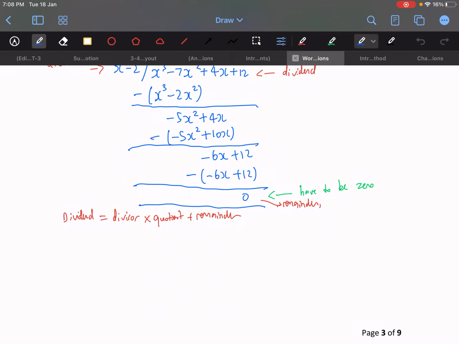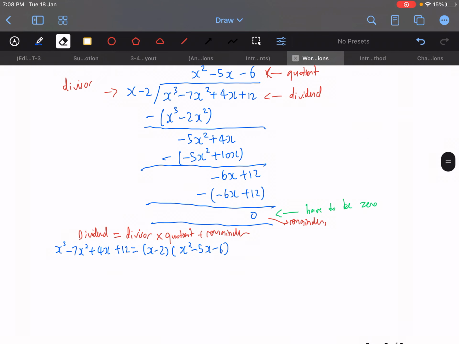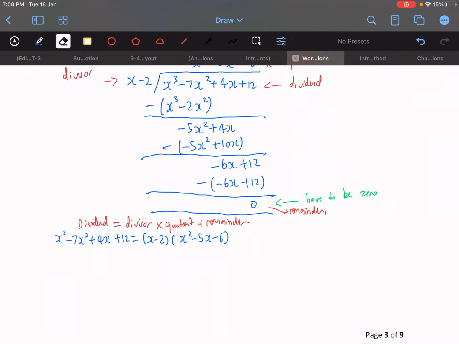Okay, so what this means is I'll just have to put it in: x cubed minus 7x squared plus 4x plus 12 is equal to my divisor multiplied by my quotient, and then our remainder is 0. So we put a plus 0 here, but actually we don't even need to, so I'm going to erase it. Because it's plus 0, essentially you don't have to write it. Okay, so actually we are almost done.